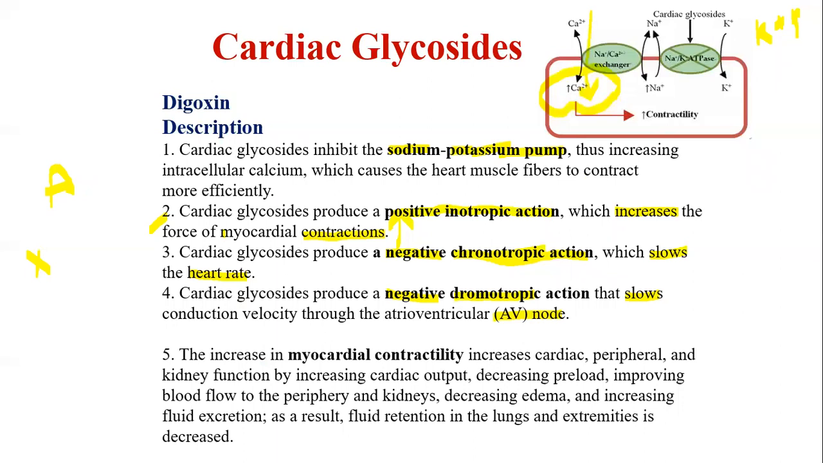But if the body does not compensate or it is not enough to compensate, we need medication. And this is the cardiac glycoside, particularly digoxin, that we use.